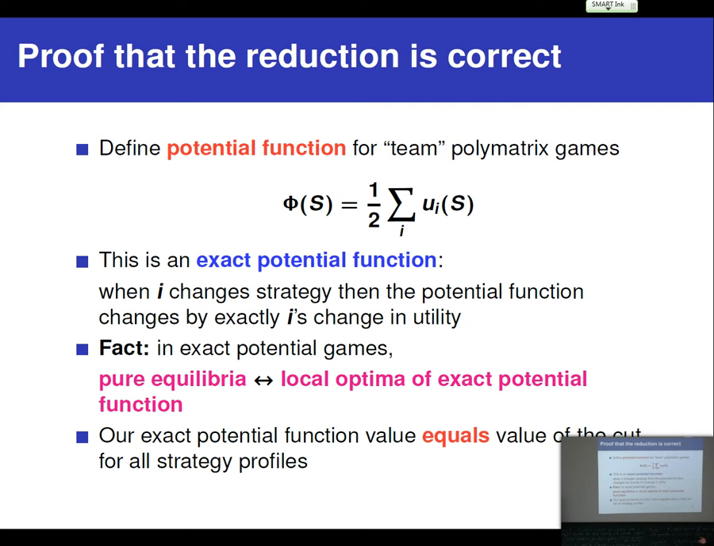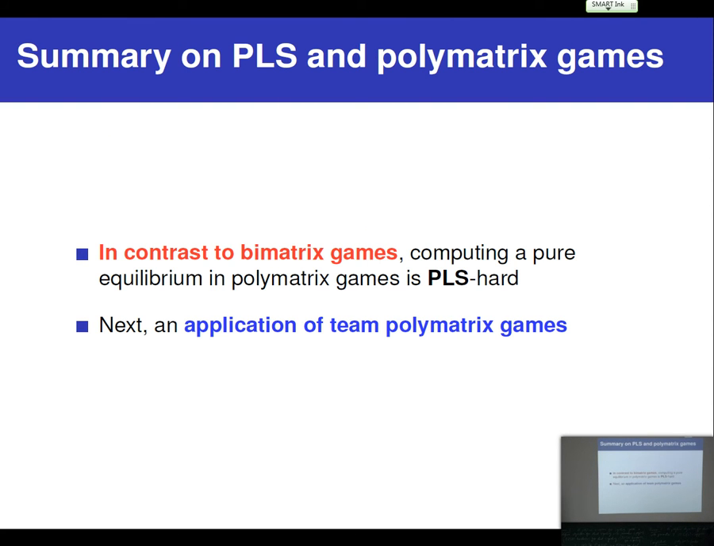Okay, so in exact potential games, it's not hard to see that the pure equilibria exactly correspond to the local optima of this exact potential function, and our potential function value equals the value of the max cut for all strategy profiles. So this is a valid reduction. We've actually shown that finding a pure equilibrium in a polymatrix game is PLS hard. So this is in contrast to bimatrix games. And next, an application of these team polymatrix games.